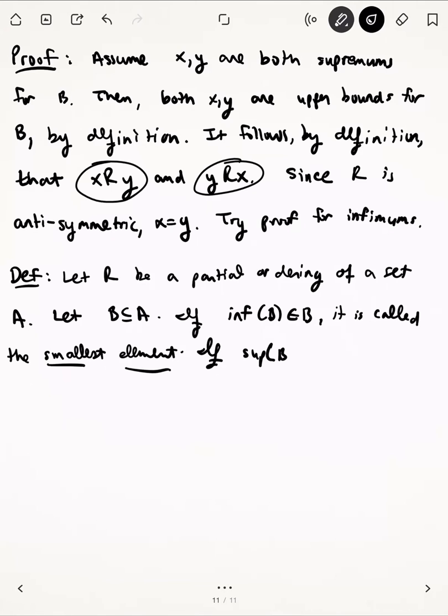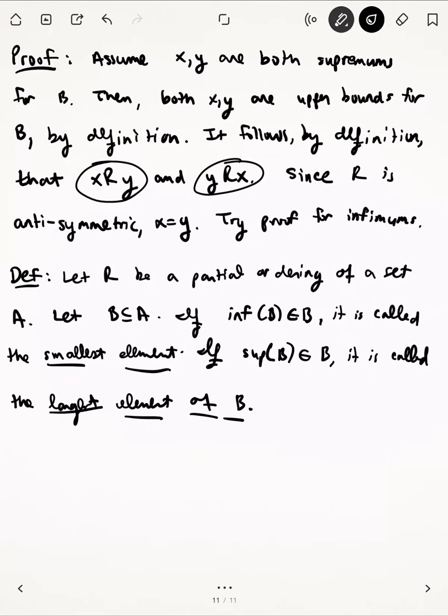If the supremum of B is an element of B, it is called the largest element of B. Remember, this definition is motivated by the fact that when we're considering a subset, and it has a supremum or an infimum, sometimes the supremum and infimum are not elements of that set. So this definition pertains to the case where the supremum and the infimum are elements of the set B.